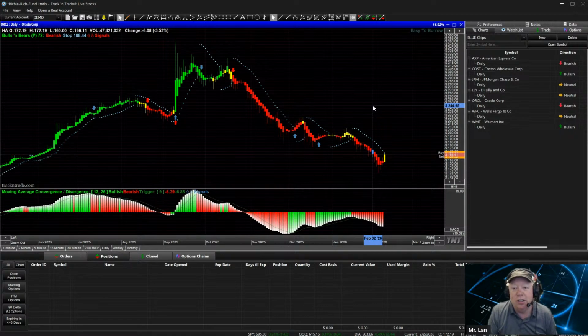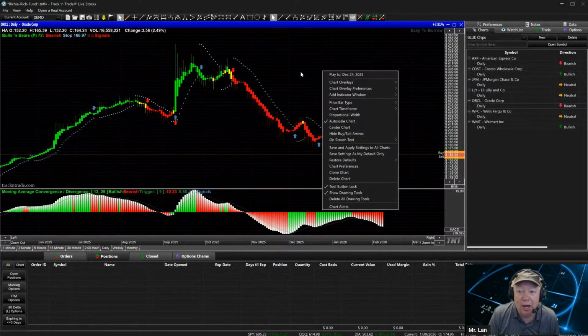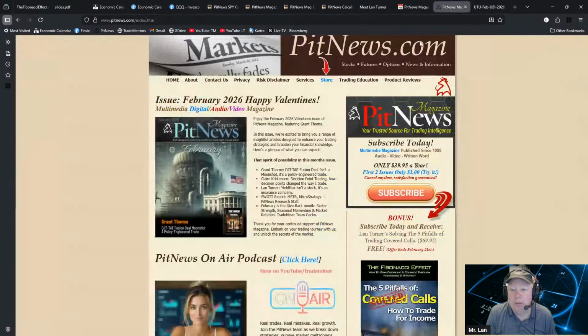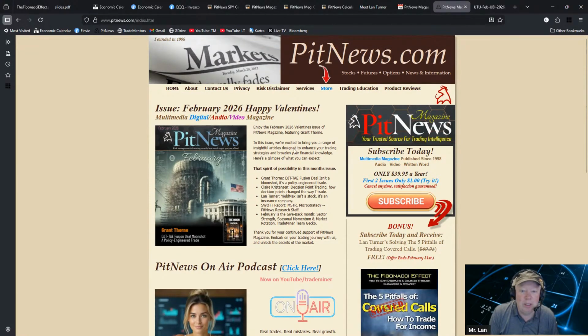All right, I'm going to teach you a little trick for when to buy into stocks. We're going to come in here. How many of you have Pitt News Magazine? I know everybody in this group has Pitt News Magazine, don't you? Y'all have it. So let's look at this month's version. This is Pitt News Magazine. This is a website. All right, so this is the website.